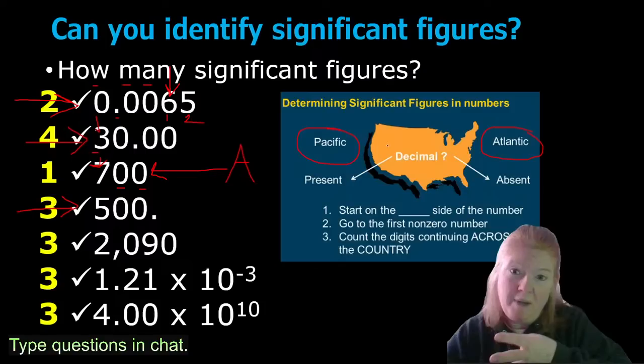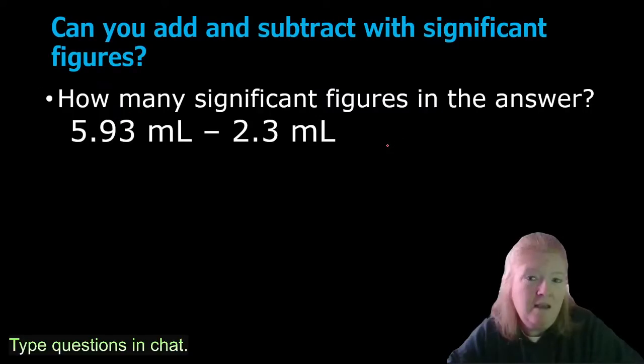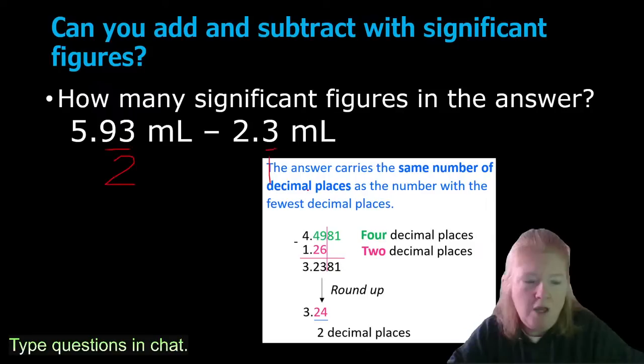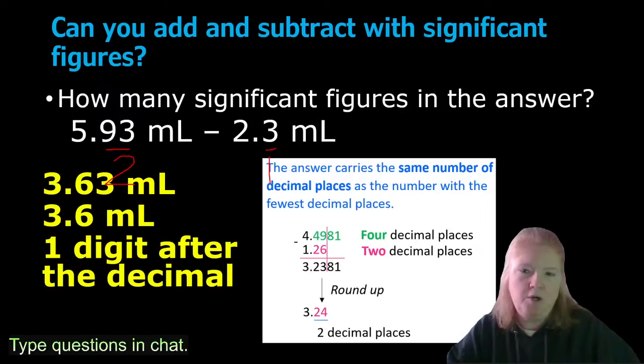All right. Can you add and subtract with significant figures? Okay. So here's a math problem. Can you figure out how many significant figures are supposed to be in your answer? Well, the rule for addition and subtraction is that the answer has to have the same number of decimal places as the least number of digits after the decimal. So you can see this one has 2 digits after the decimal. This one has 1 digit after the decimal. So my answer should have only 1 digit after the decimal. Okay, so that is the answer, 3.63, but rounded to the correct number of significant figures, it would be 3.6.